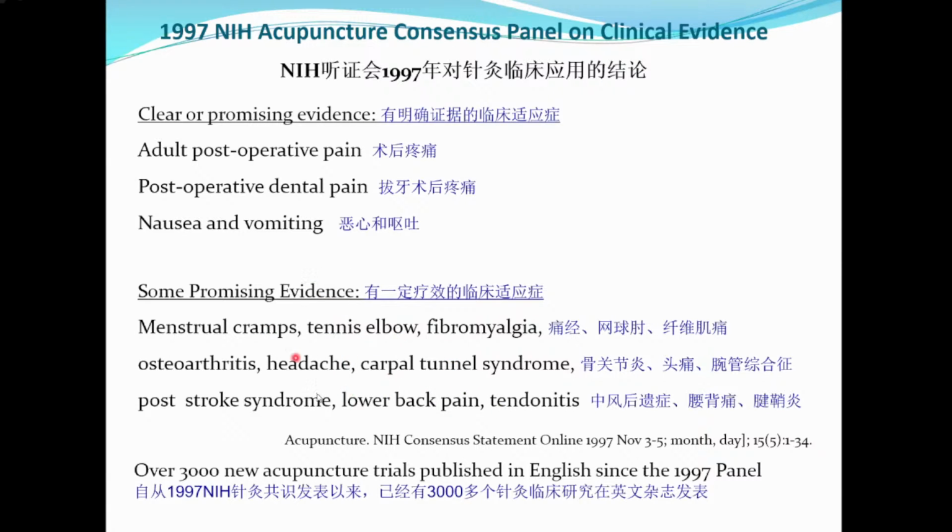However, even though the positive evidence shows acupuncture works, the research methodology needed to be tightened to be more rigorous for scientific evaluation. So since 1997, if we search PubMed for acupuncture randomized clinical trials, there are more than 3,000 acupuncture papers published in the English literature.